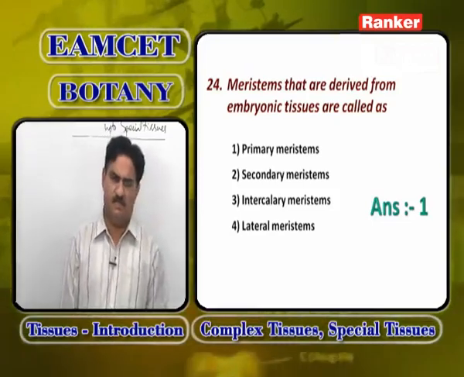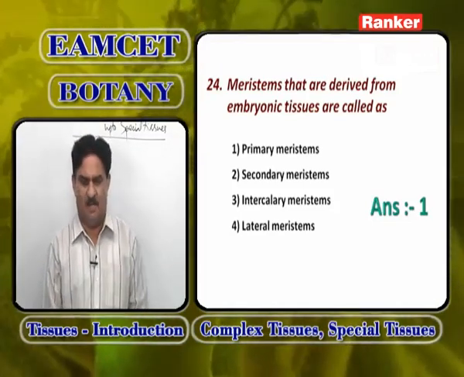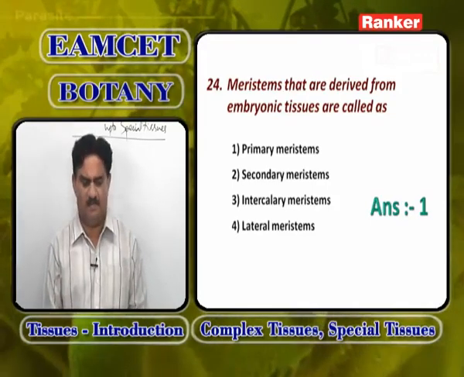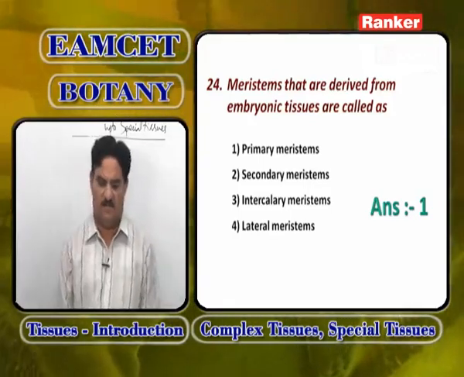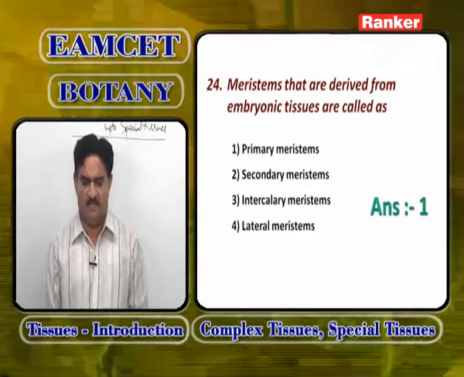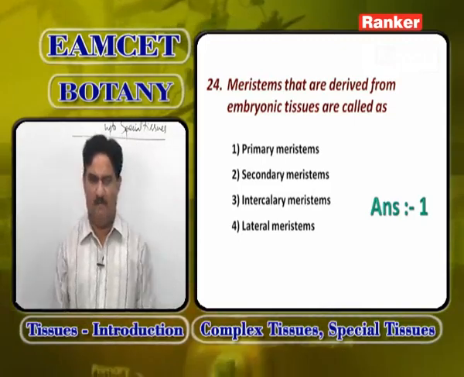They move downwards, settle in between permanent tissues and help in growth. They are also called subapical meristems. So the answer is primary meristems, not secondary meristems or intercalary meristems or lateral meristems. Meristems derived from embryonic tissues are popularly called primary meristems.